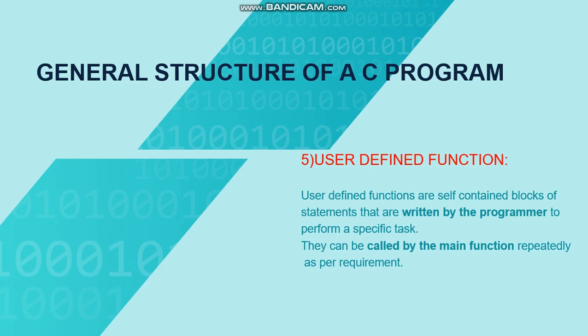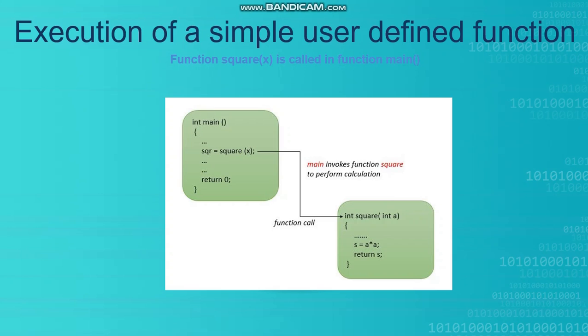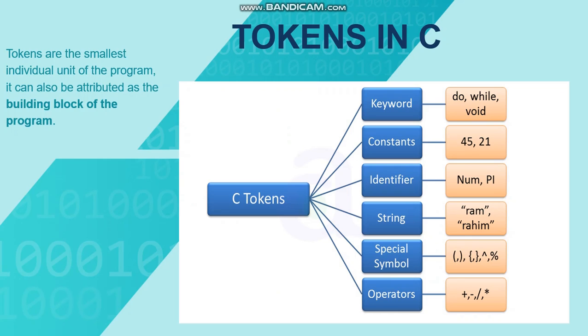The fifth is user-defined function. User-defined functions are the functions that are defined outside the main function block and that are called within the main function block. For example, int main is the main function, whereas int square is a user-defined function. User-defined functions are created by the user.